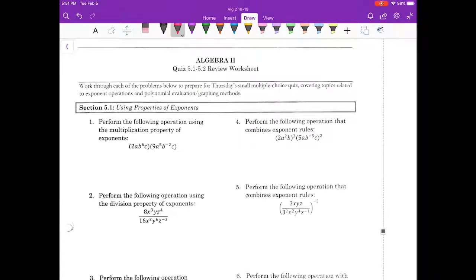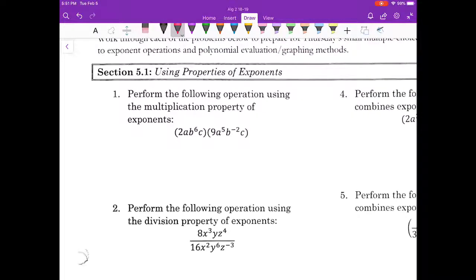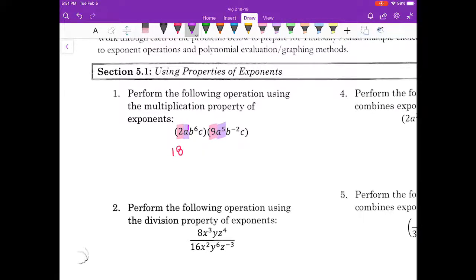So without further ado, problem number 1: perform the following operation using the multiplication property of exponents. That says if you are multiplying things with the same bases, you add your exponents. First, we have 2 times 9. No matter what we're learning, that will always give us 18. And then we've got a with an invisible 1. Just like every invisible denominator is 1, every invisible exponent is 1. So a to the first times a to the fifth, we add our exponents, we get a to the sixth.